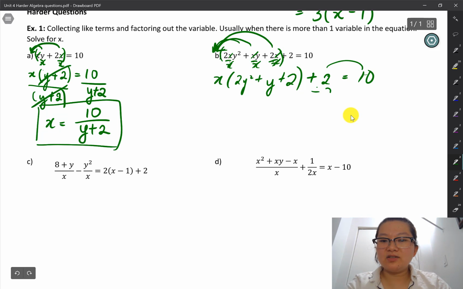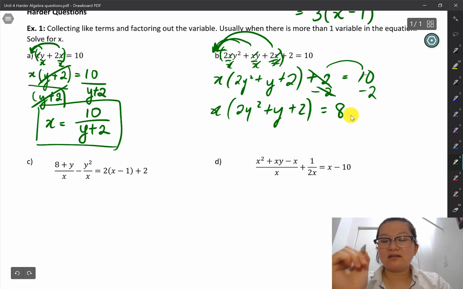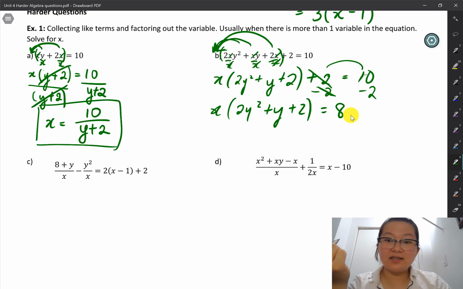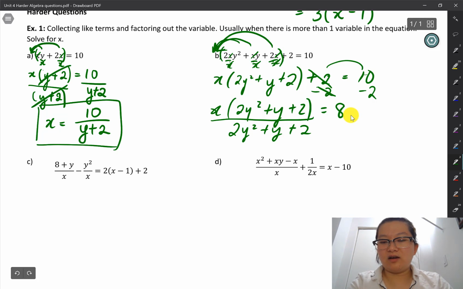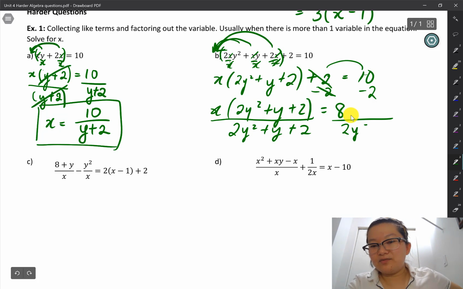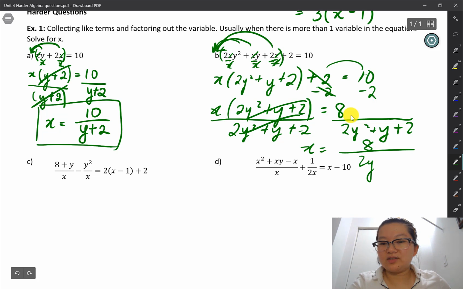To do that, I'm going to minus 2 on both sides, and that's going to leave me with x, and in brackets 2y squared plus y plus 2, and this goes away. I get 8. Okay, and so now it looks like the last situation where all we have to do now is divide both sides by this big trail of things in our brackets. And it's okay if it's got variables that we don't know what they are. These go away, and I have x is equal to 8, and on the bottom 2y squared plus y plus 2.